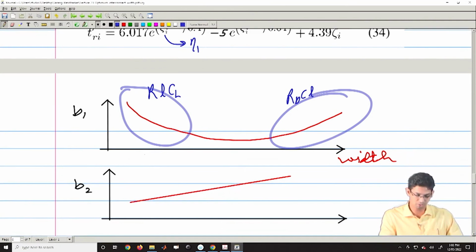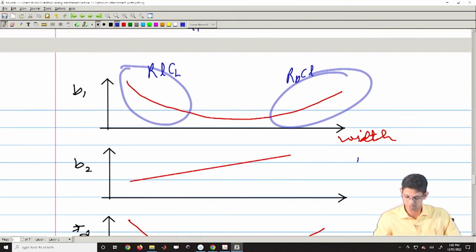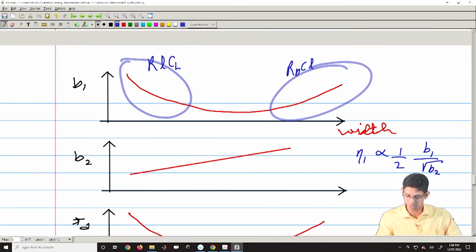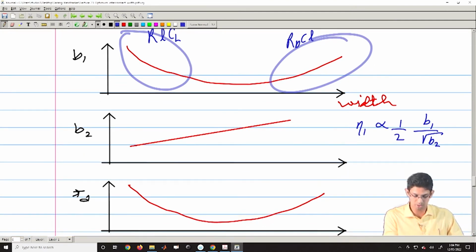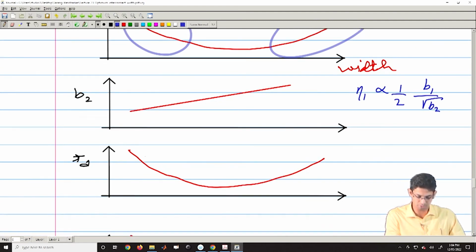So, this will be your dependence. Now, your eta is anyways 1 by 2 B1 by root over B2. So, now if you look at this in the low width regions, your B2 is reducing while your B1 is increasing. So, in that case your eta would increase further, and you would get finally delay would be something like this.